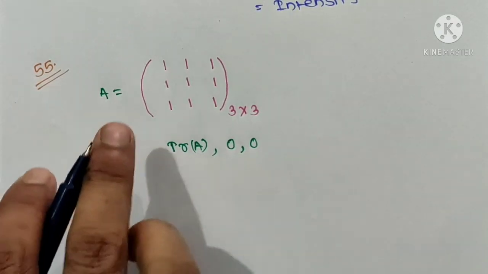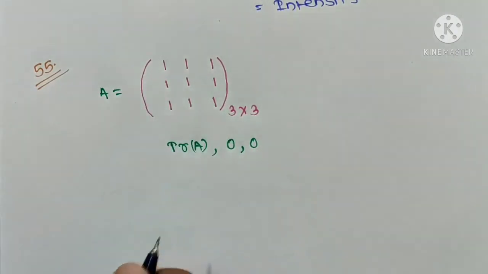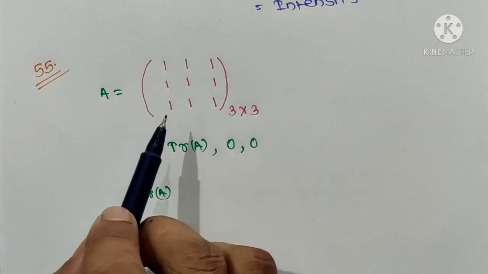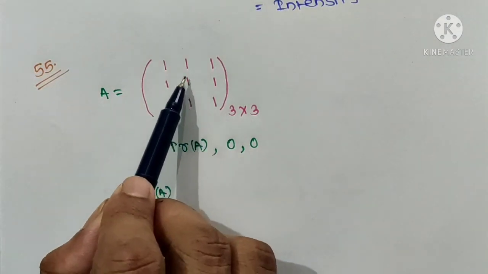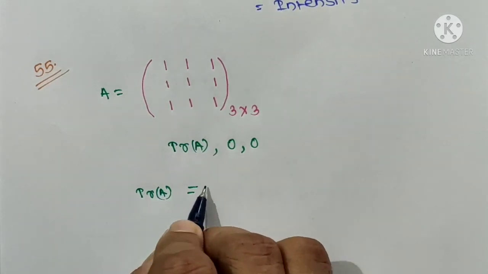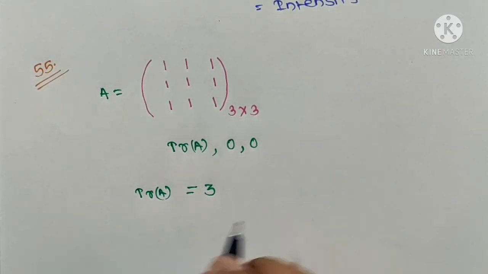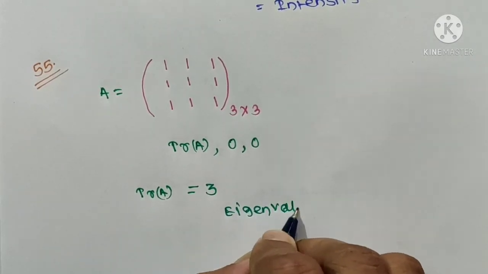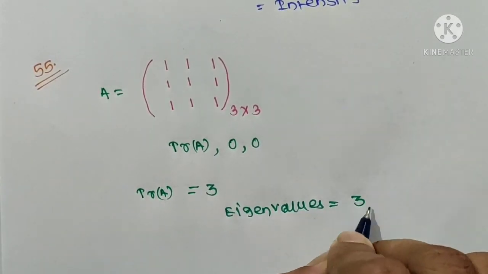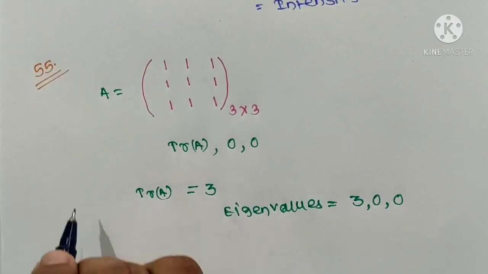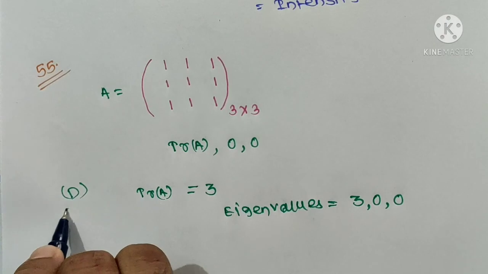Okay, so for this matrix find the trace. We know the trace of the matrix can be directly calculated by adding the principal diagonal elements, that is 1 plus 1 plus 1, which is equal to 3. So the eigenvalues are 3, 0, 0. So your correct option is option D.